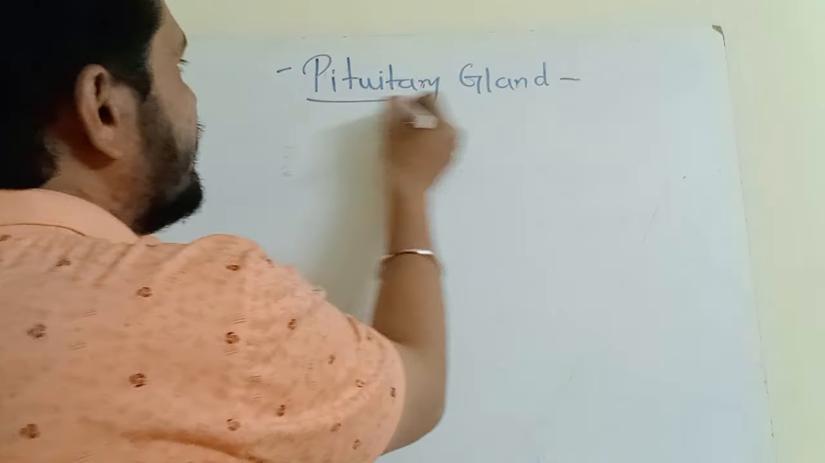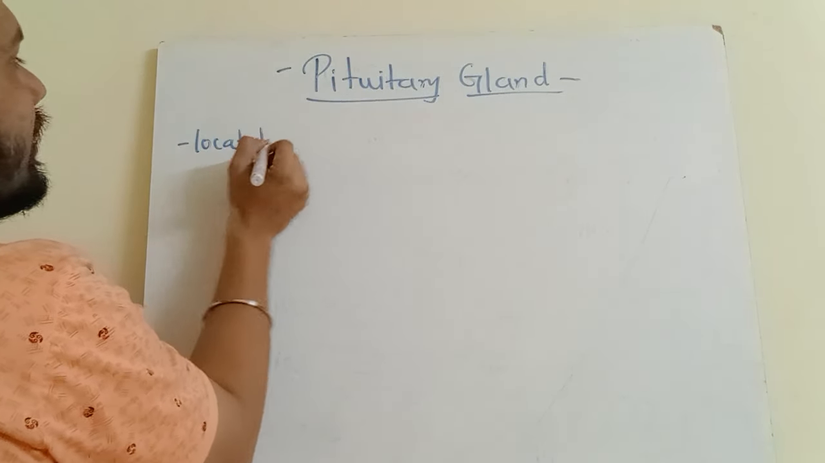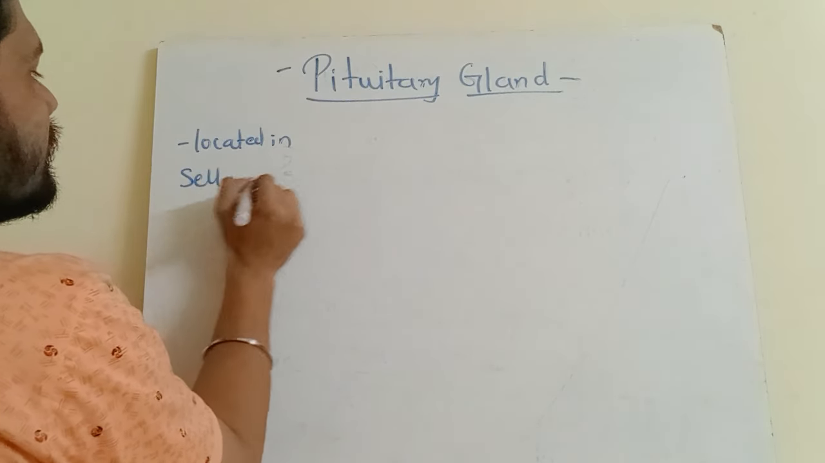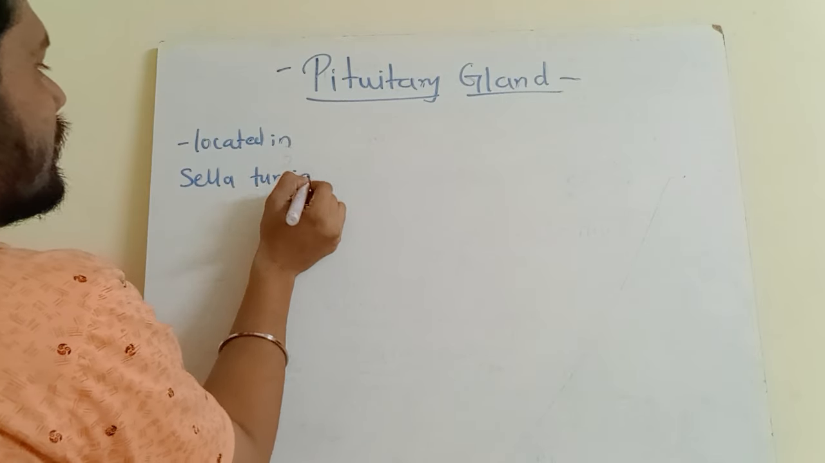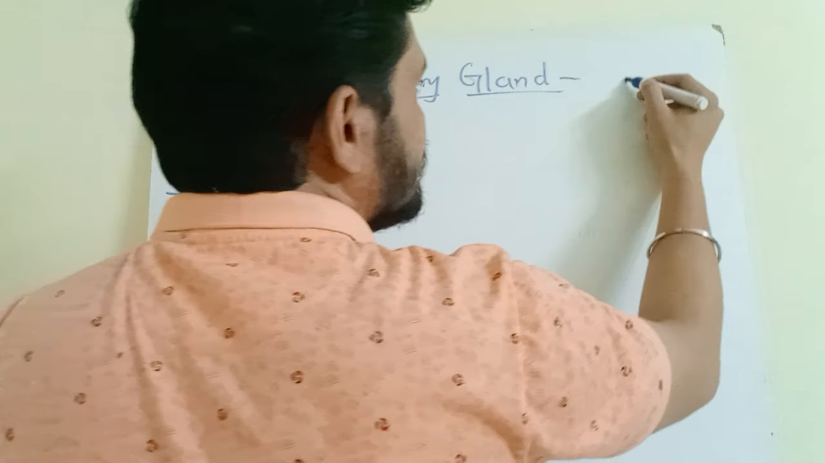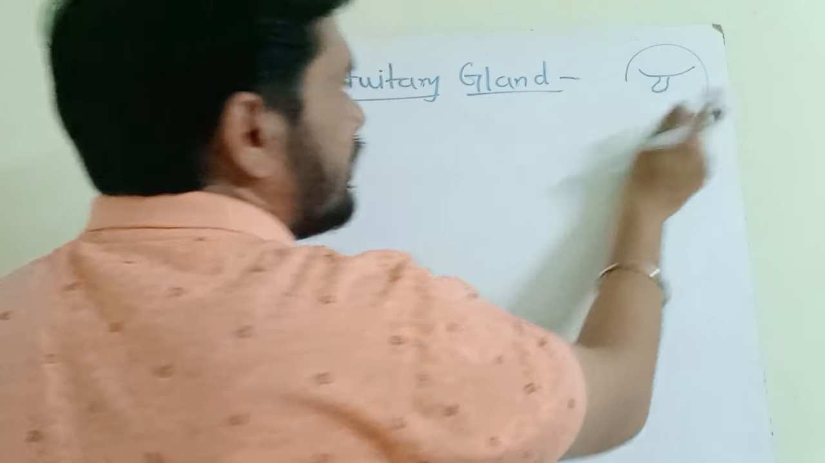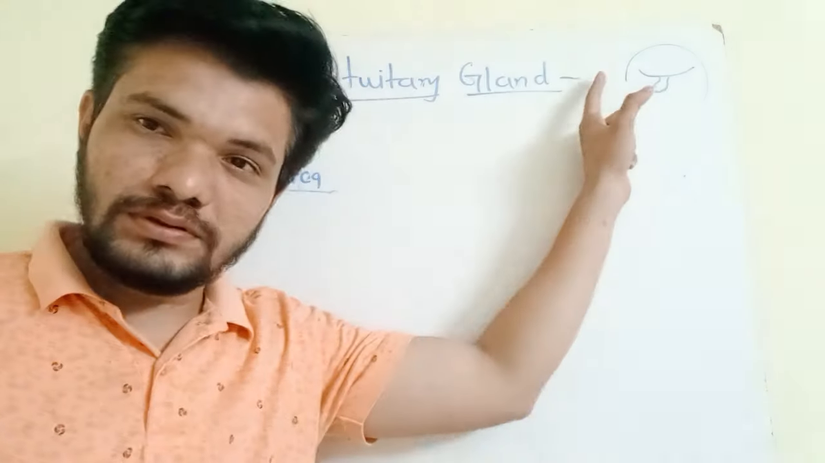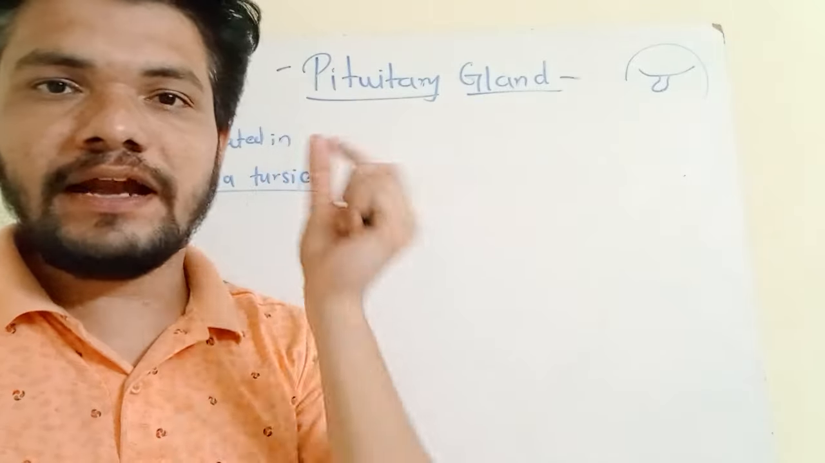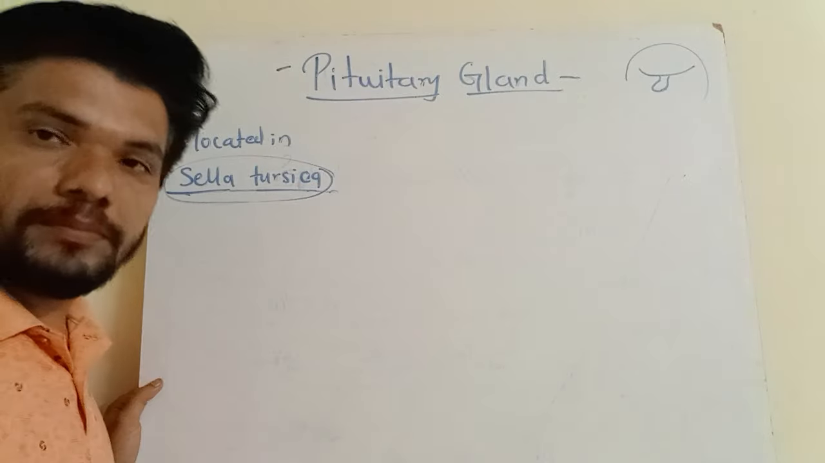So the pituitary gland is located in a bony cavity called sella turcica. In the head region, here is your hypothalamus, and the pituitary gland is attached to the hypothalamus with a stalk. That bony cavity in which the pituitary gland is located is called sella turcica. So this one name you have to remember.